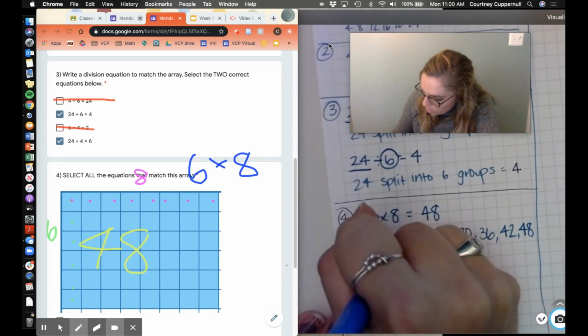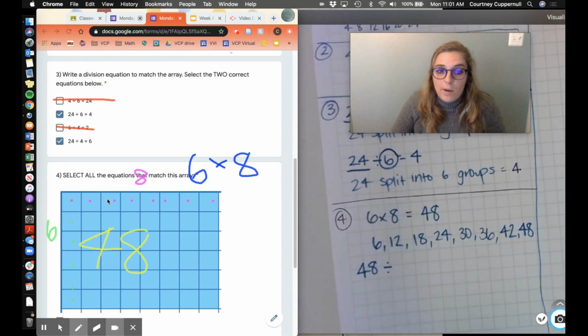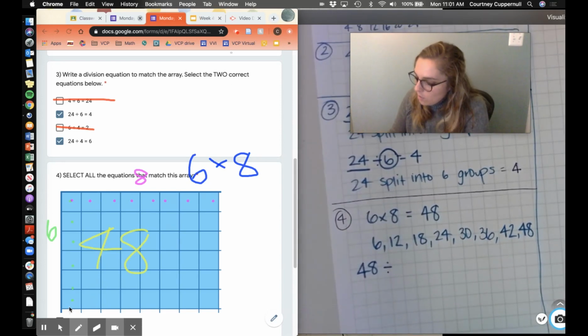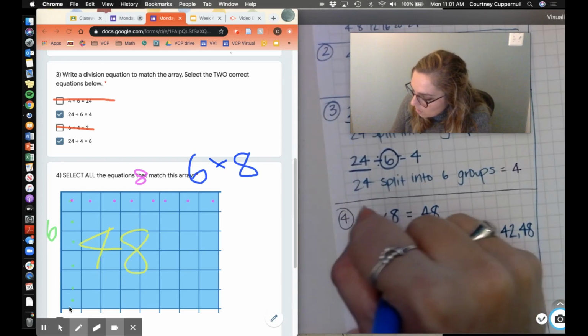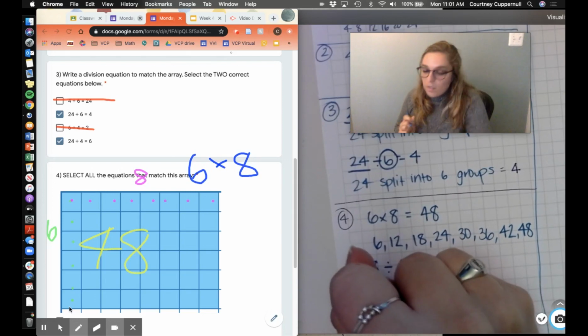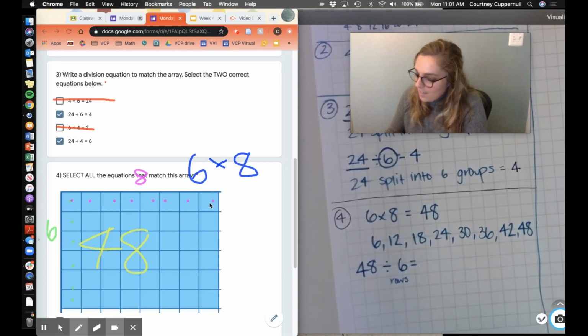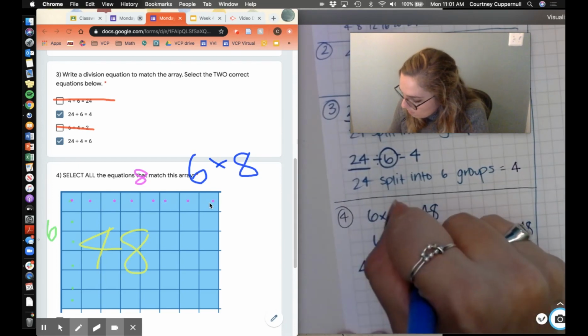Split into, and I'm going to do my rows first. So split into, well, how many are my rows? 6. I have 6 rows. So 48 split into 6 groups. I'm just going to write a note that this is my rows. 48 split into my 6 rows equals how many in each row? 1, 2, 3, 4, 5, 6, 7, 8. Yeah, 8, exactly. Or in this case, the number in my columns.